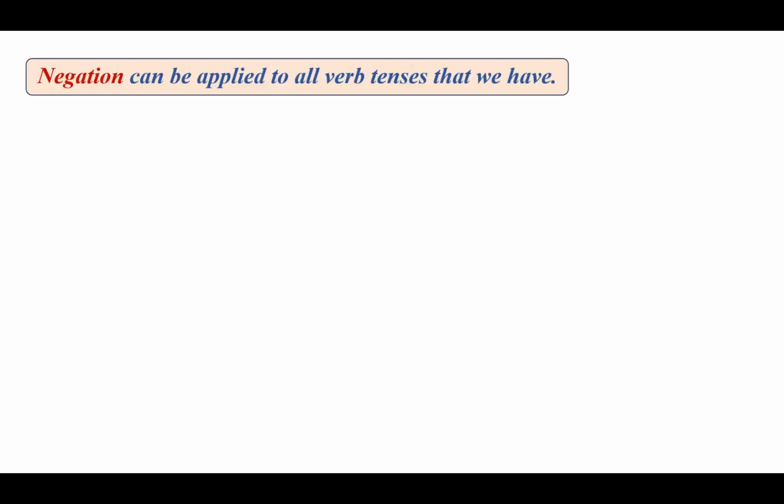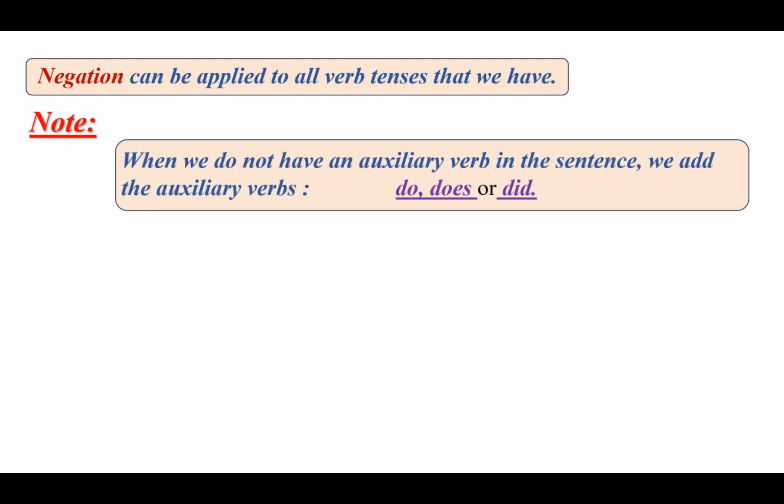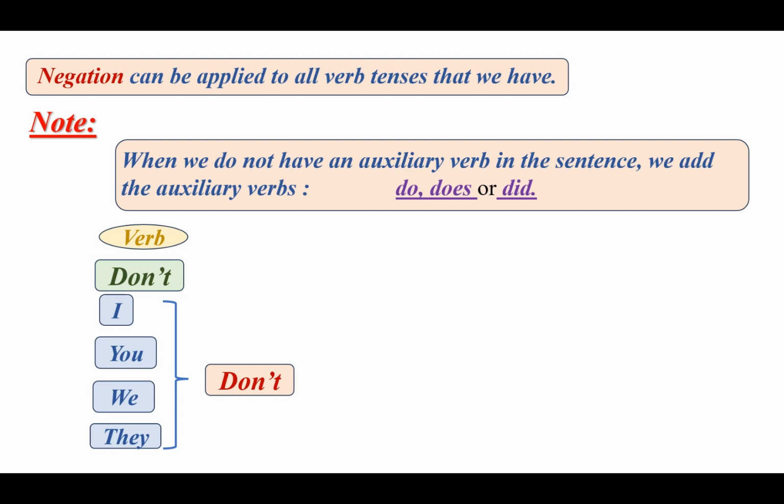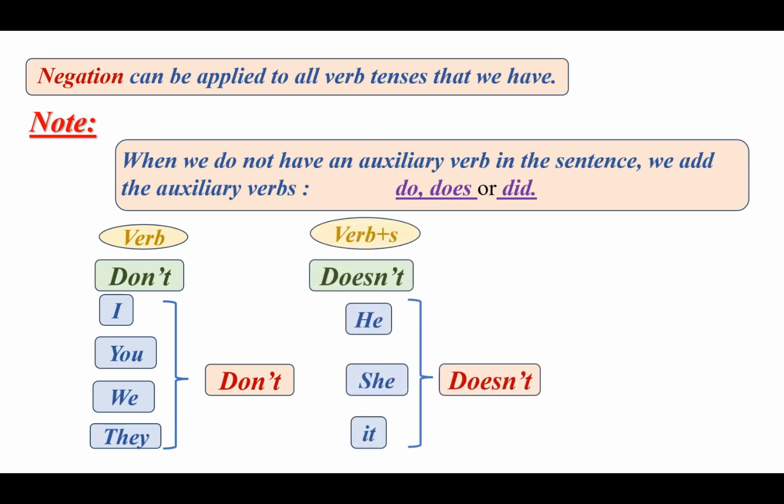Negation can be applied to all verb tenses that we have. Pay attention when we don't have an auxiliary verb in the sentence. We add the auxiliary verbs do, does, or did. Remember, the subject is the person or thing doing the action. For subjects I, you, we, they, or any plural noun, we use don't in negative form. For subjects he, she, it, or any singular noun, we use doesn't in negative form. For the past sentence, in order to change into a negative form, we use did.